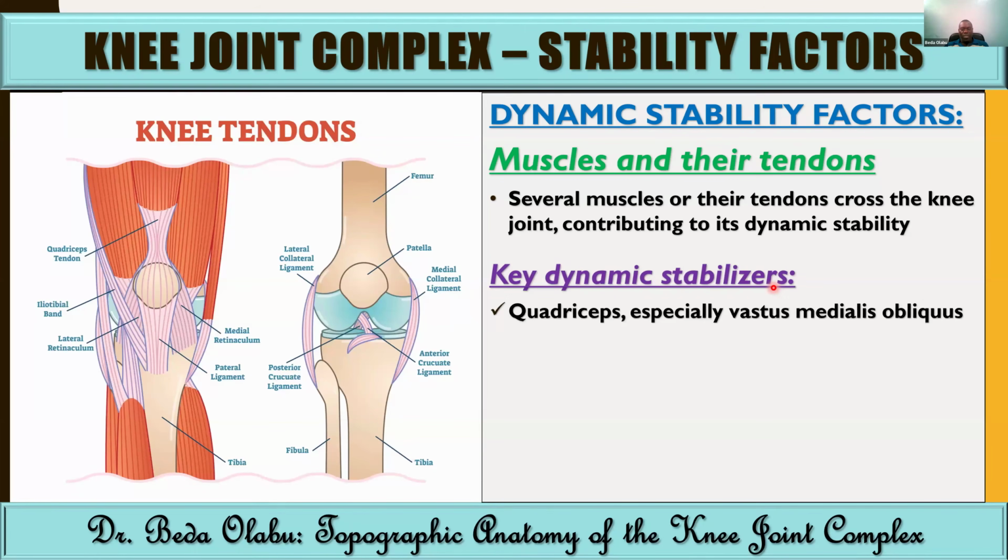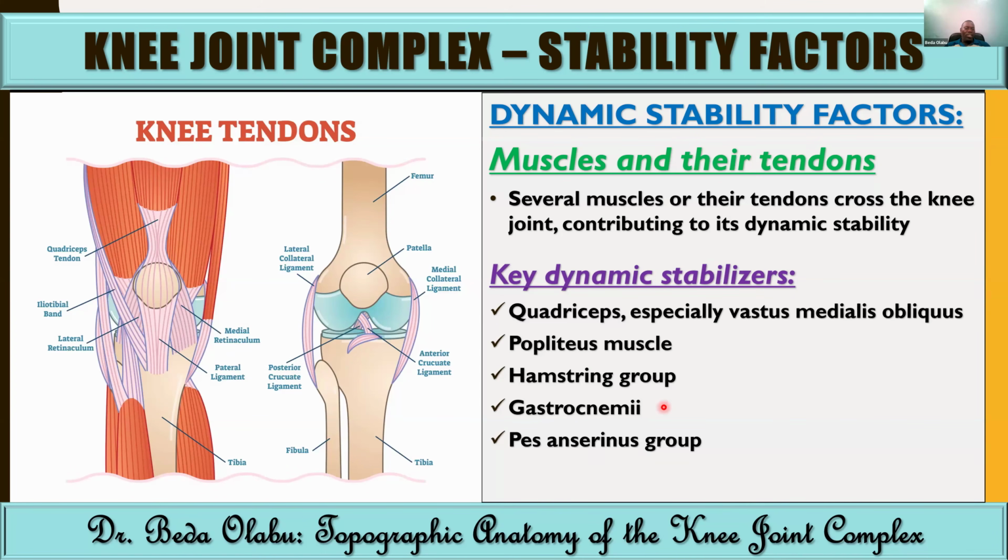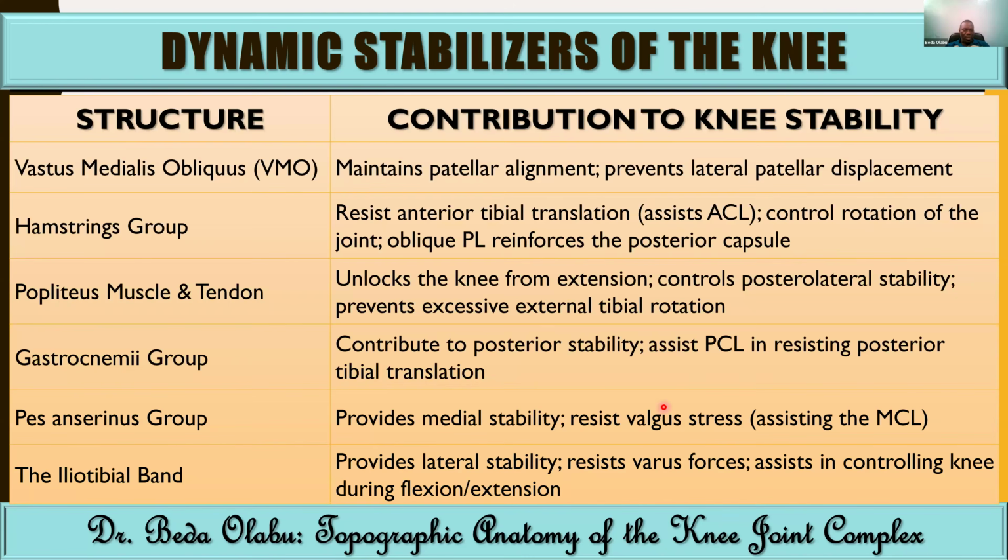Quadriceps, especially the vastus medialis obliquus that I mentioned earlier, the popliteus muscle and its tendon. We have the hamstring group of muscles. We have the gastrocnemius group of muscles. We have the pes anserinus group of muscles, and you have the iliotibial band. Let's say something about each of those. So vastus medialis obliquus are the lower fibers of the vastus medialis muscle. What we know about these fibers is that they insert onto the medial aspect of the patella. And that means that when the quadriceps is pulling, these fibers also pull the patella medially, preventing its lateral displacement.